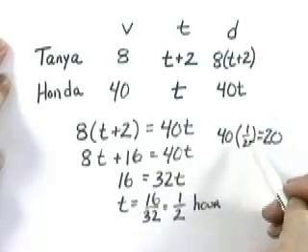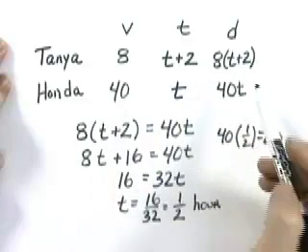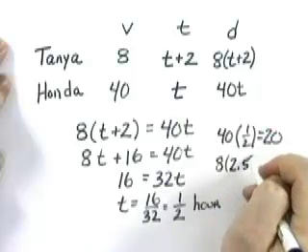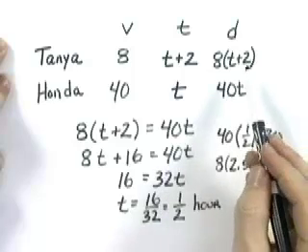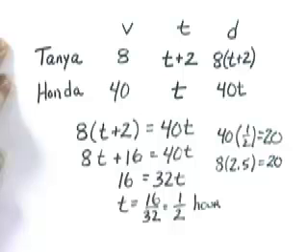And let's see how far Tanya has traveled. 1/2 plus 2 is 2.5. 8 times 2.5 is also 20. So our answer checks. Both Tanya and the Honda have traveled 20 miles after 1/2 of an hour.